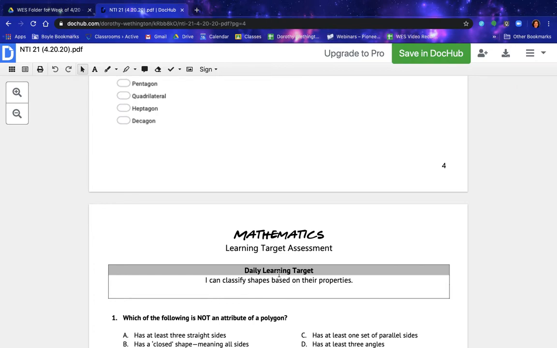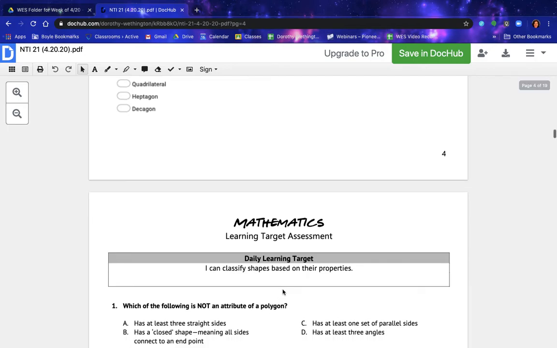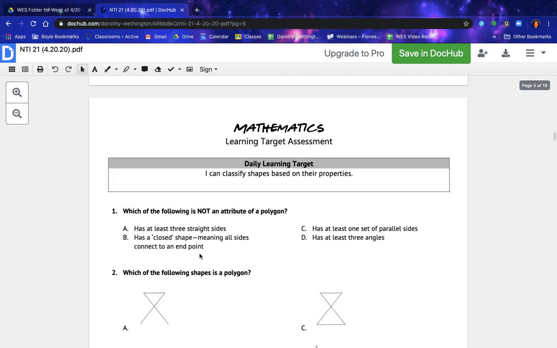Mathematics Learning Target Assessment, Daily Learning Target: I can classify shapes based on their properties. Question 1. Which of the following is not an attribute of a polygon? A. Has at least 3 straight sides. B. Has a closed shape, meaning all sides connect to an endpoint. C. Has at least 1 set of parallel sides. Or D. Has at least 3 angles.